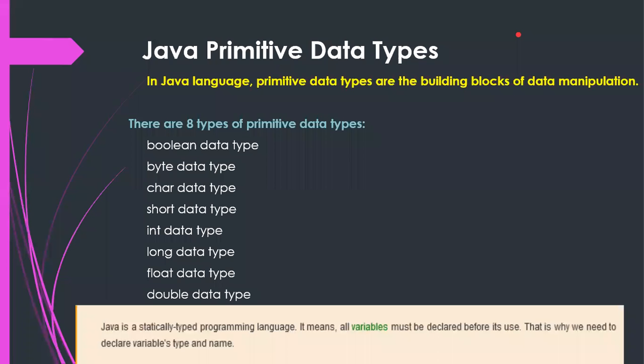Okay, so here you can see the Java primitive data types. There are 8 types of primitive data types: boolean, byte, character, short, integer, long, float, as well as double. These 8 primitive data types are already explained, and I wrote one program. Please use that program and write more programs on data types. That's it. Very simple.